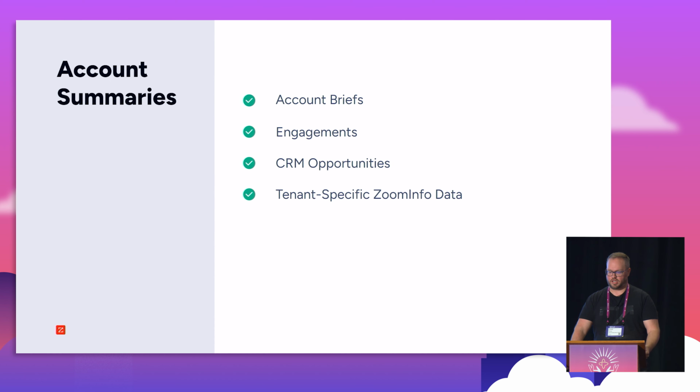And then finally, any tenant-specific ZoomInfo data. So a big example here is what we call contacts in your buying committee. So a buying committee is a set of criteria that identifies who are the typical people at a company that you're going to be talking to sell your product. So you can set criteria based on departments, job title, and management level. And so the account summary will pull in those key contacts with additional information into the account summaries.